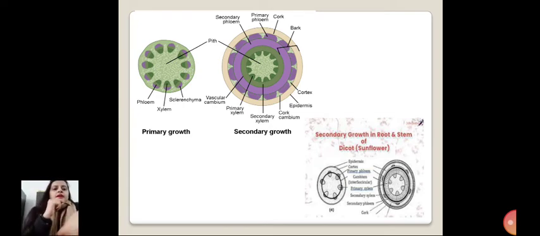We can see in the diagram the process of secondary growth. First of all, the cambium cells start to divide. Intrafascicular cambium starts dividing and forms interfascicular cambium, then the ring is complete and so on.